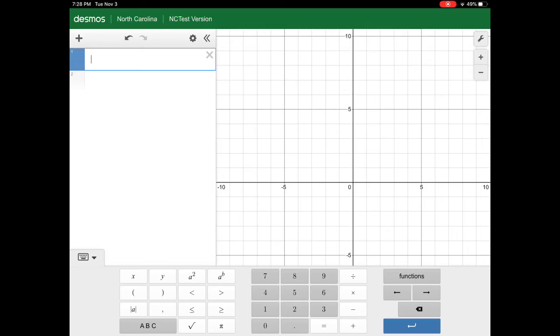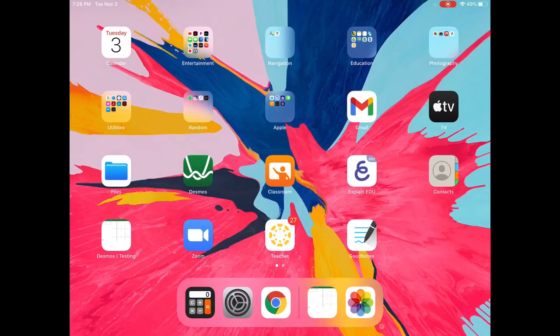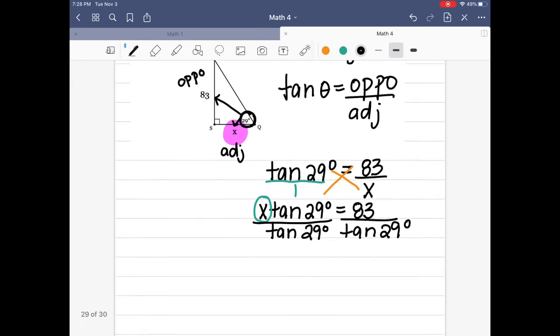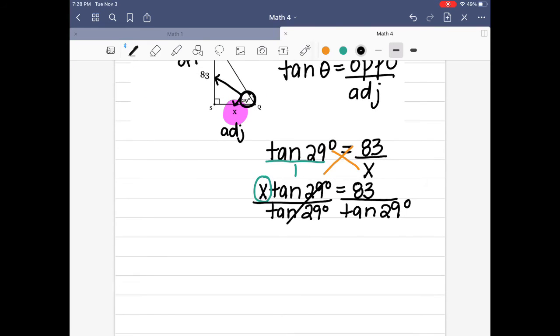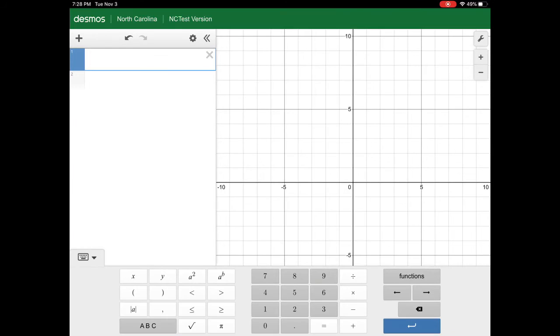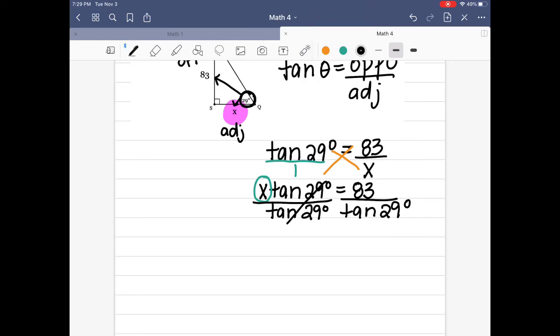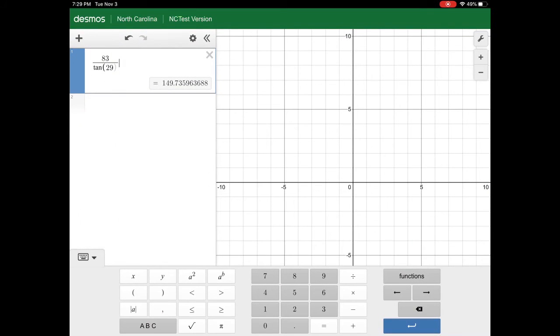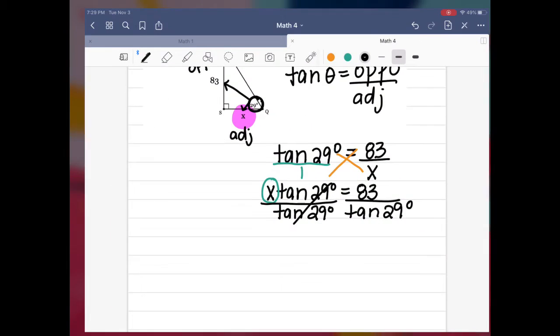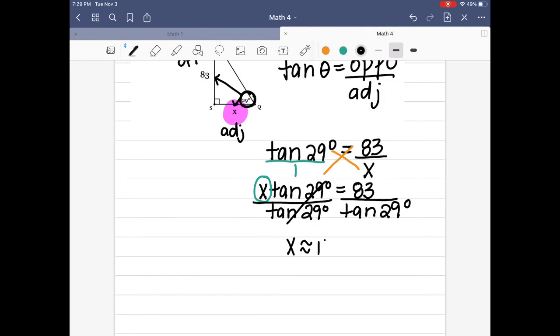And then from there, we're going to type in what we were trying to figure out, which is 83 divided by the tangent of 29. So I'm going to do my division: 83 in the top, and in the bottom, I'm going to go to function, and under trig, I see tangent, and then I'm going to put 29. Just to make sure I have that right, 83 divided by the tangent of 29, and we have 149.735.